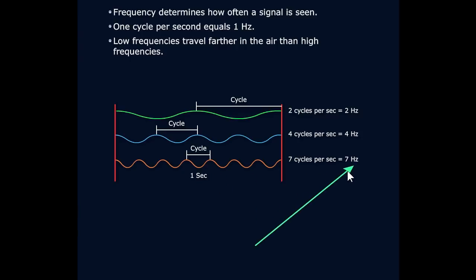Hertz is the number of waves going through a particular point per second. So if we have something that's 10 hertz, that means 10 waves per second. If we have 5 megahertz, that would be 5 million waves per second. 5 gigahertz is 5 billion waves per second. One thing to recognize is that lower frequencies are going to travel farther through the air than higher frequencies.